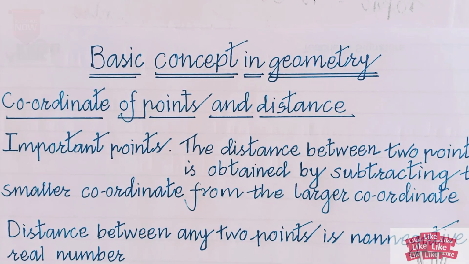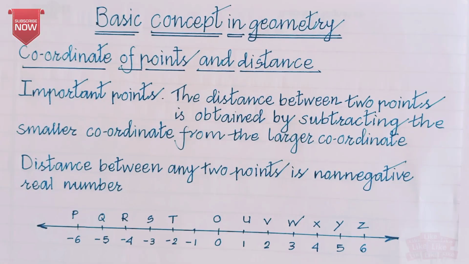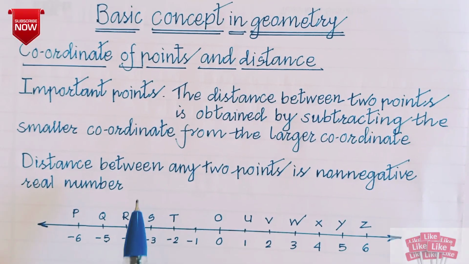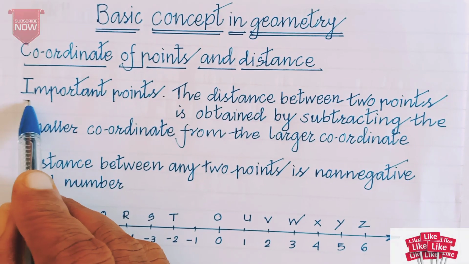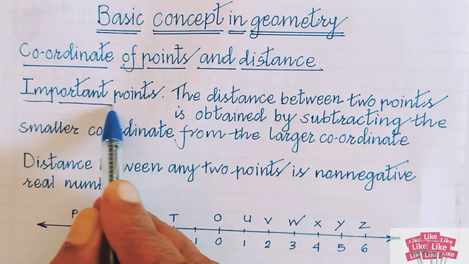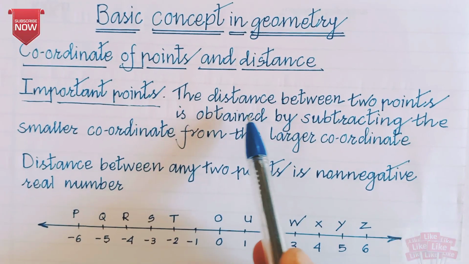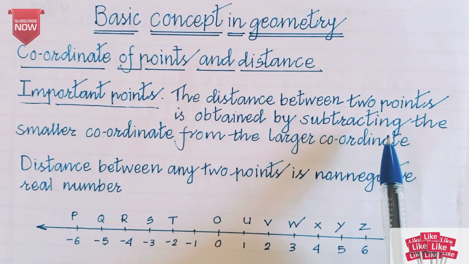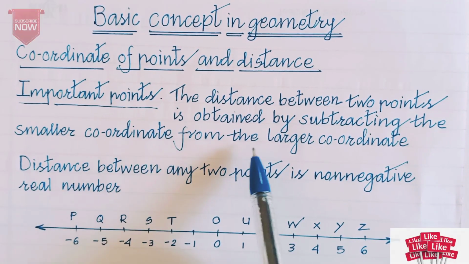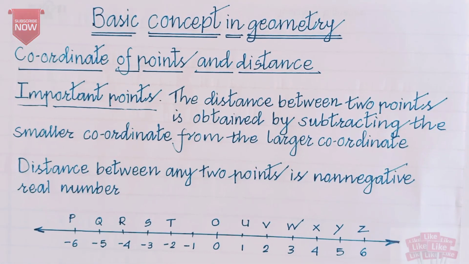Before that your idea must be clear, your concept regarding the coordinates must be clear. Some important points are there which are useful for solving problems related to coordinates. The distance between 2 points is obtained by subtracting the smaller coordinate from the larger coordinate. This is one of the important points which you have to use now.